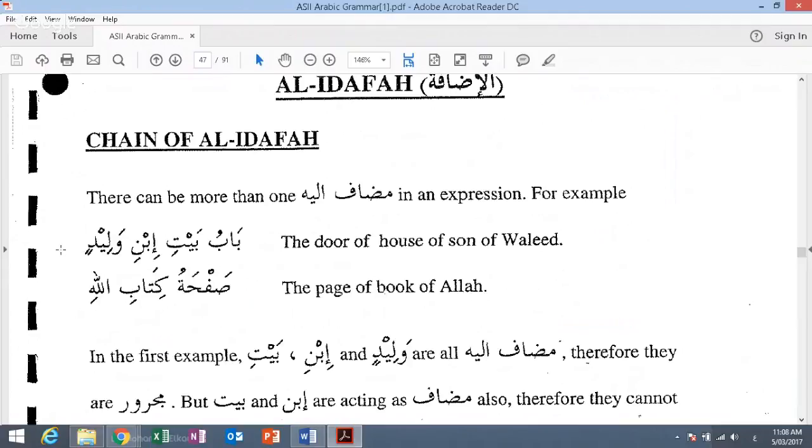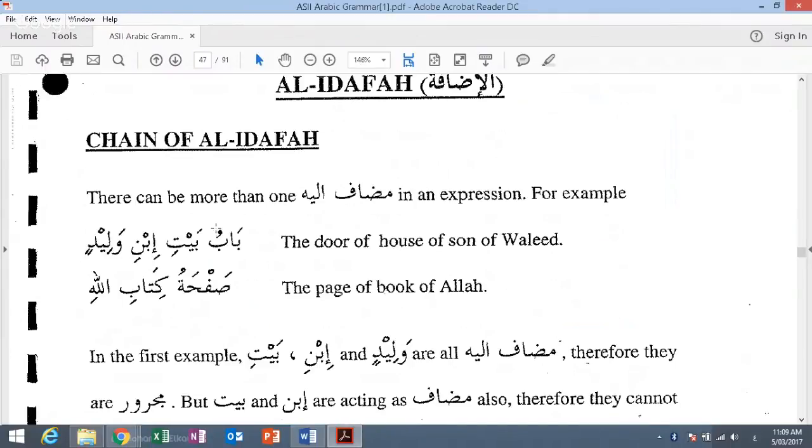You can make more. Up to you. So let's say Walidi and then Ibn again, and then Abdillahi. See. Going. So this is the chain of idafa. This is a chain. Not only one mudaf ilayh, but more than one. So that's called chain of idafa.